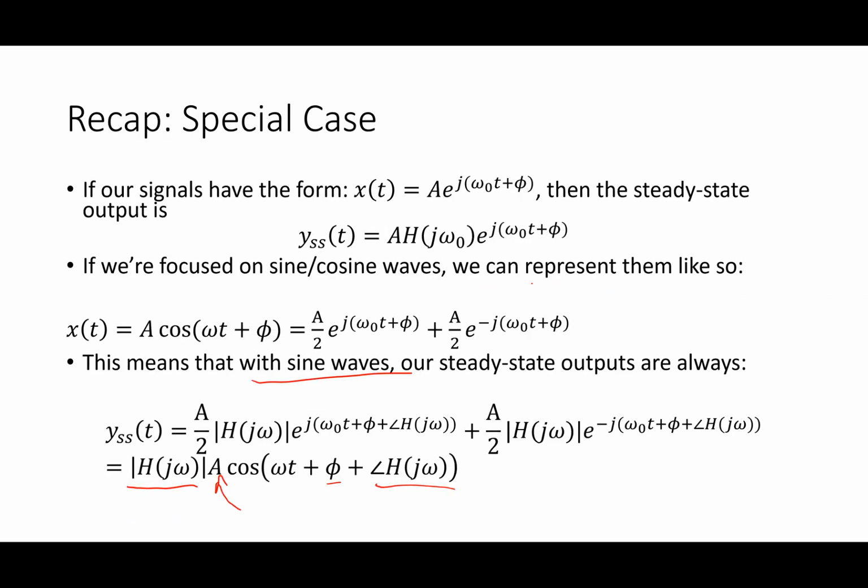So this is our way of thinking about it. If x of t is a sine or a cosine like this, it is basically exponentials. What we found is if we know the frequency, phase, and amplitude of the input, then all I have to do is take the amplitude of the input, multiply it by the transfer function magnitude, which gives the amplitude of the output, and I add their phases.